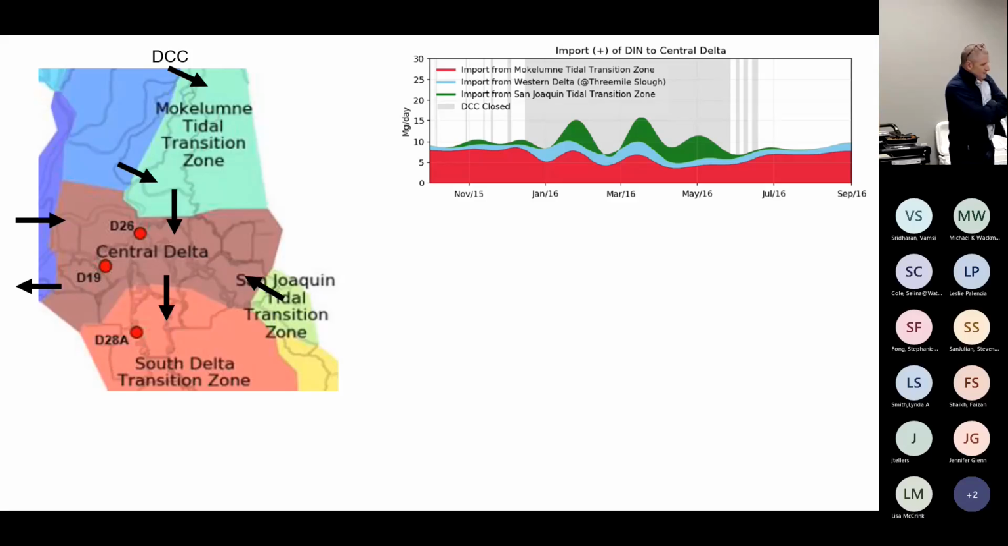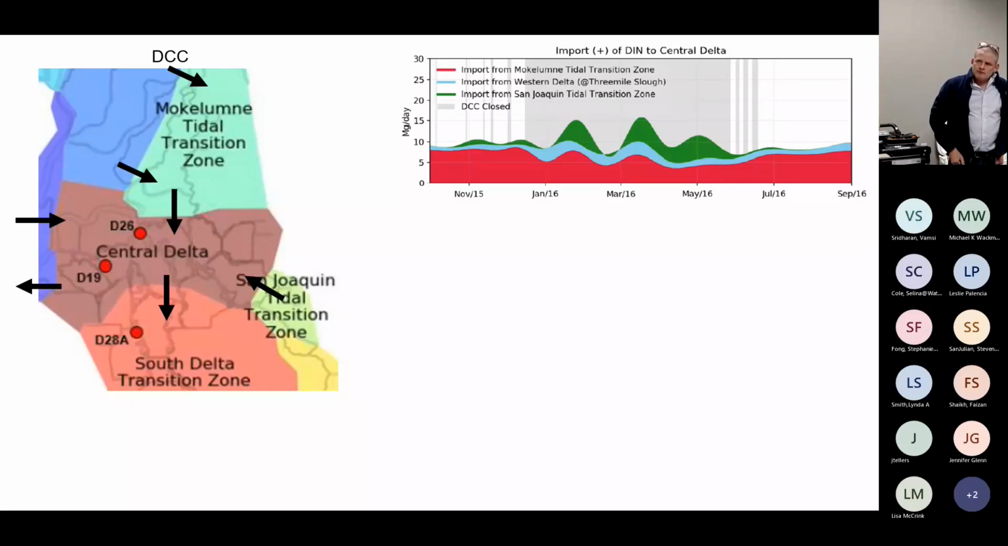So now this is showing import of dissolved inorganic nitrogen to the central delta. I'm going to take a moment to explain this as opposed to just blowing through it. This is going from October 1st of 2015 through August 31st of 2016, in megagrams of dissolved inorganic nitrogen per day. This is a stacked plot. So if you just look at the total, for example, the 15 megagrams per day in roughly February, that's adding all of the different sources up coming into the system.